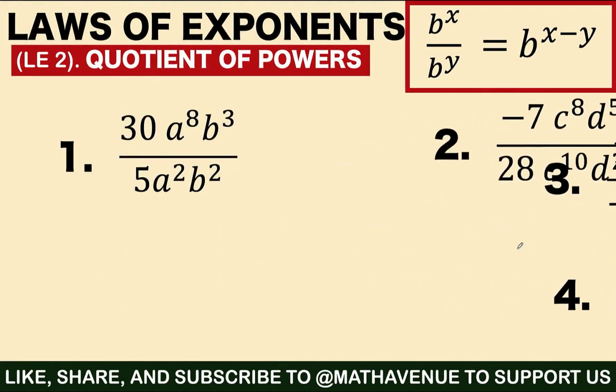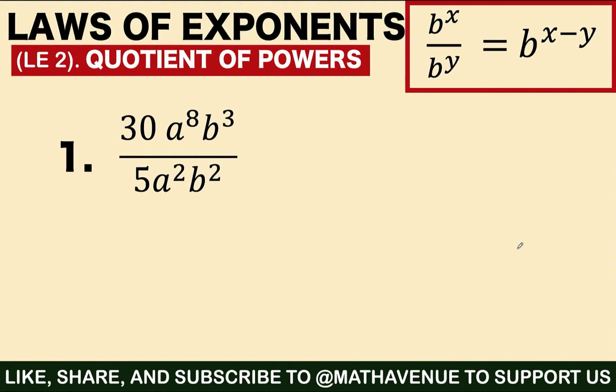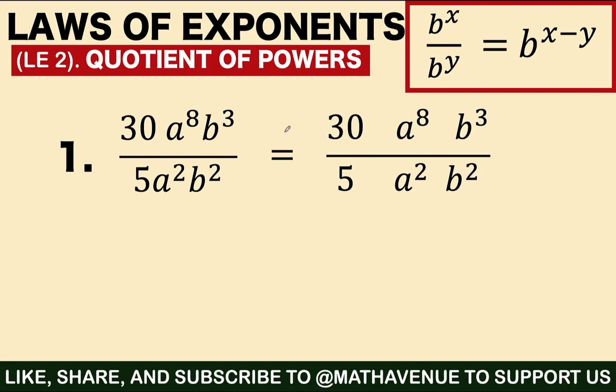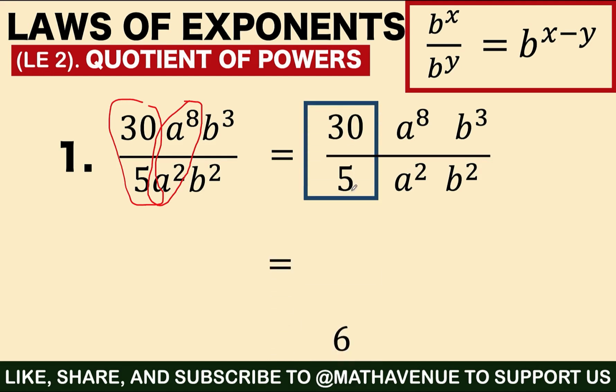Let's begin with number 1. 30a to the 8 b to the 3rd divided by 5a squared b squared. Now the first thing to do here is group together all the numerical coefficients. You have 30 divided by 5. Then group together all those factors with the same variables. So you have a and a here, and then b and b also. Then 30 divided by 5 is equal to 6.